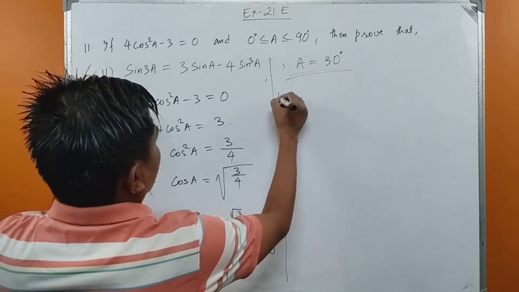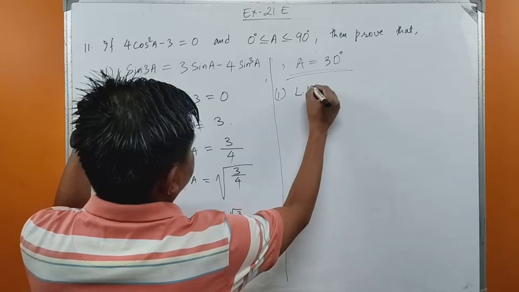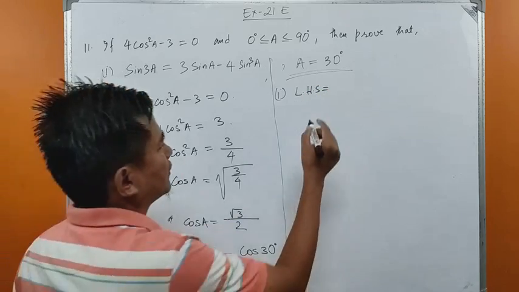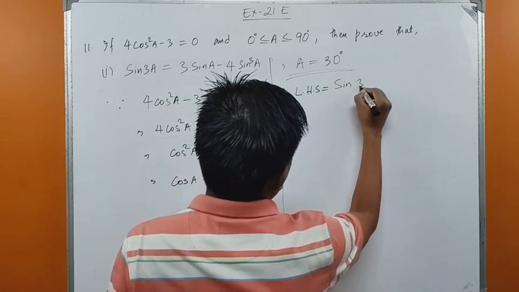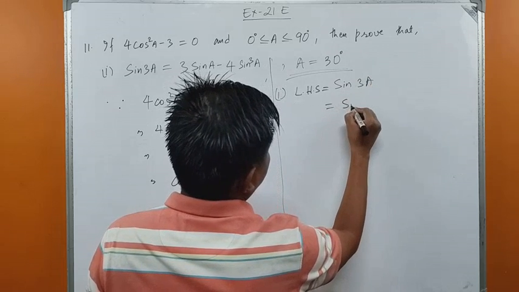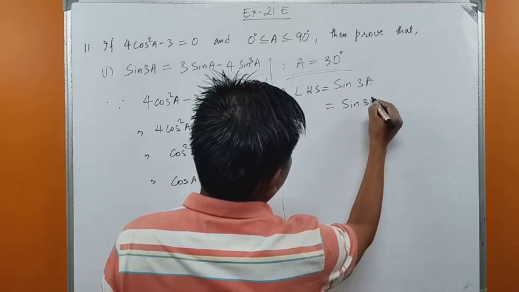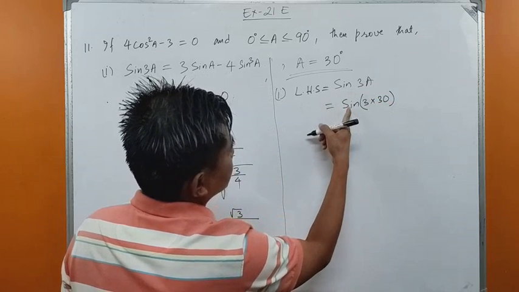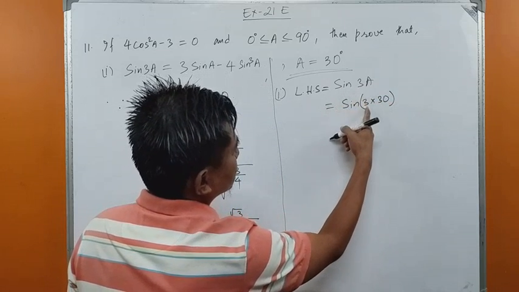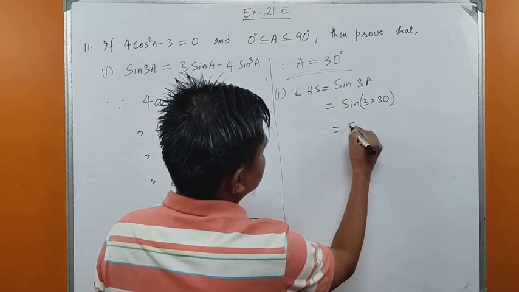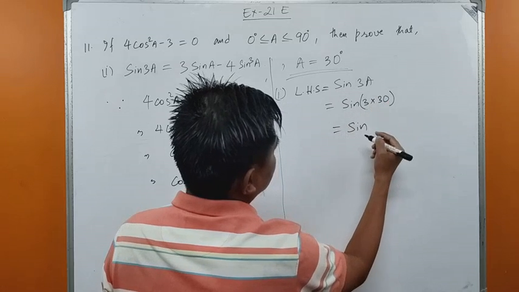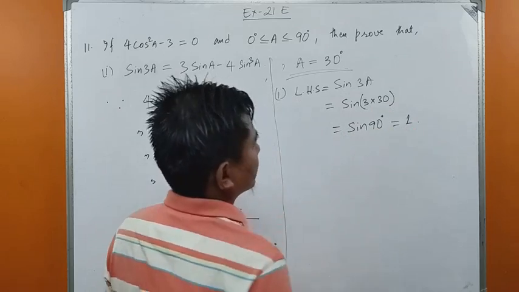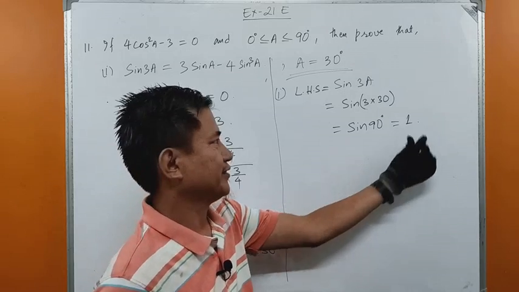Number 1, LHS. Left hand side we have sin 3A. Sin 3 into A means 30 degree. Sin is sin, 3 is 3, this 3 comes here, A means 30 degree. This means sin 3 into 30, 3 3s are 9, sin 90 degree, and sin 90 degree means 1. The value of sin 90 degree is 1.